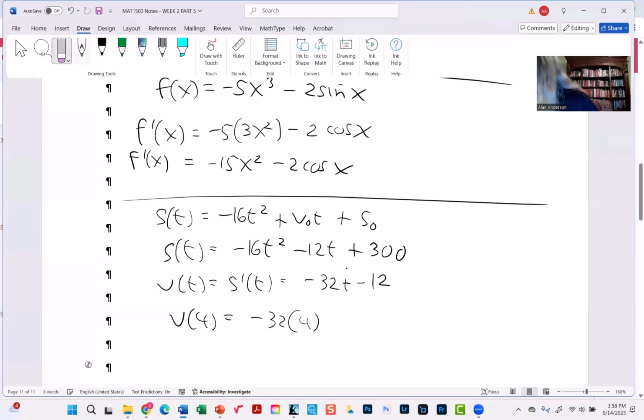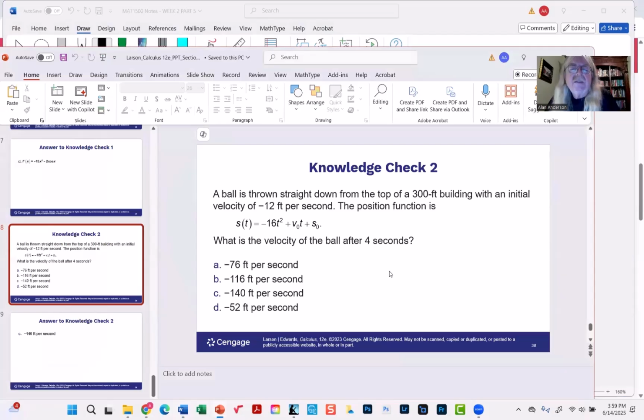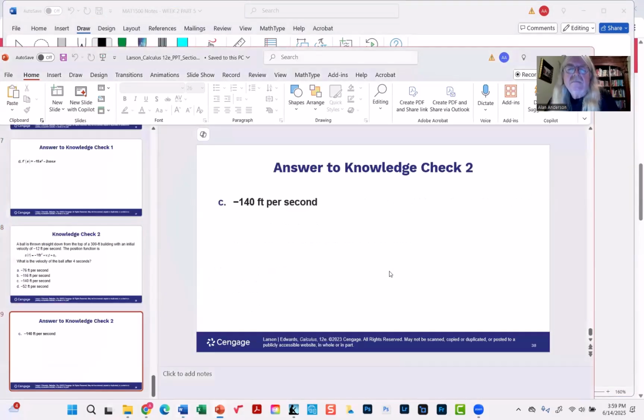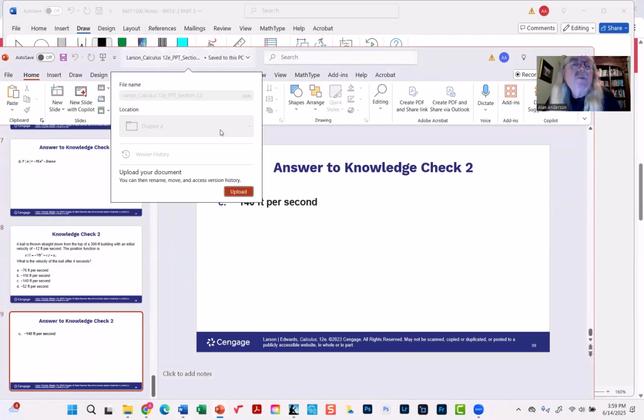Just it's 32. Oh no, that's right. Let me make it a little neater. And it's feet per second or whatever. So that would give us the letter C. Okay, great. Now that was 2.2.